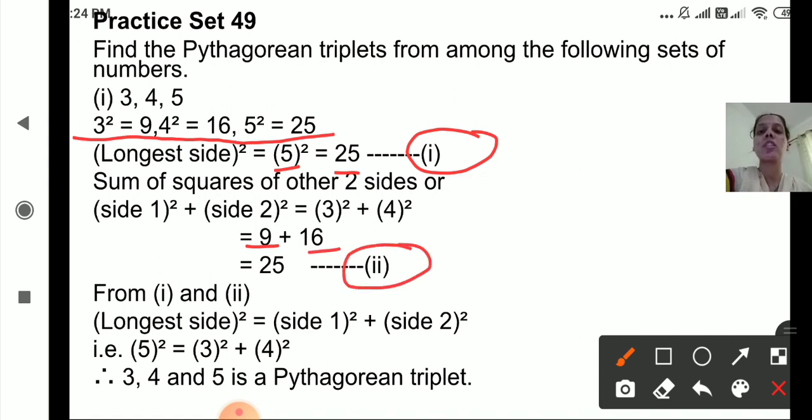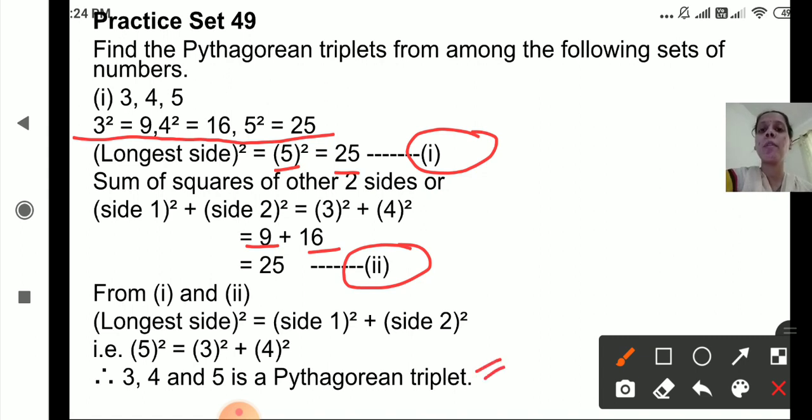This is the second statement. The first statement is what? Longest side square, that is 25 we got. And the second statement, side 1 square plus side 2 square, is equal to 25 we got. So from 1 and 2, longest side square is equal to side 1 square plus side 2 square. That is 5 square is equal to 3 square plus 4 square. Therefore 3, 4 and 5 is a Pythagorean triplet.